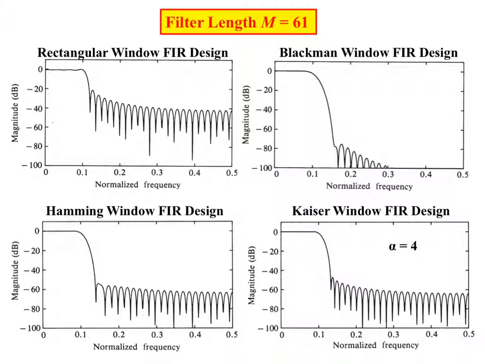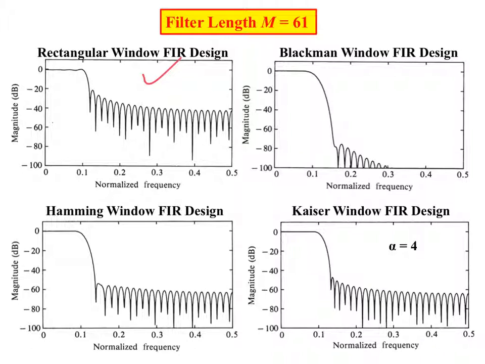So here are some designs. This was for filter length M equal to 61. These pictures are from Proakis and Manolakis' textbook. And so this is our standard, the rectangular window FIR design. I forget what the target was here. It looks like the target might be 0.1 pi.